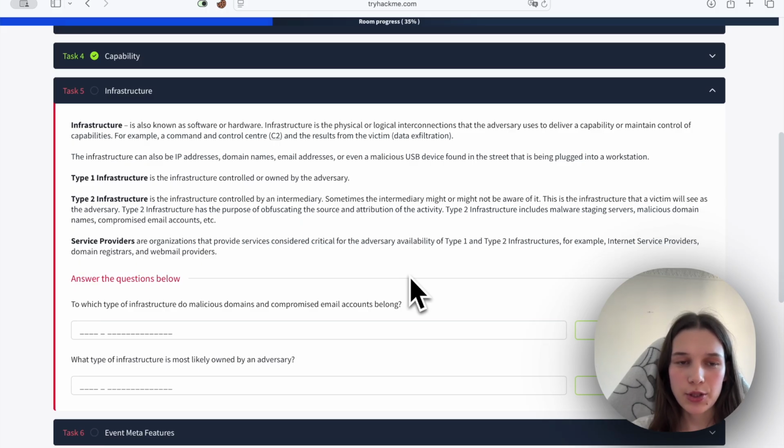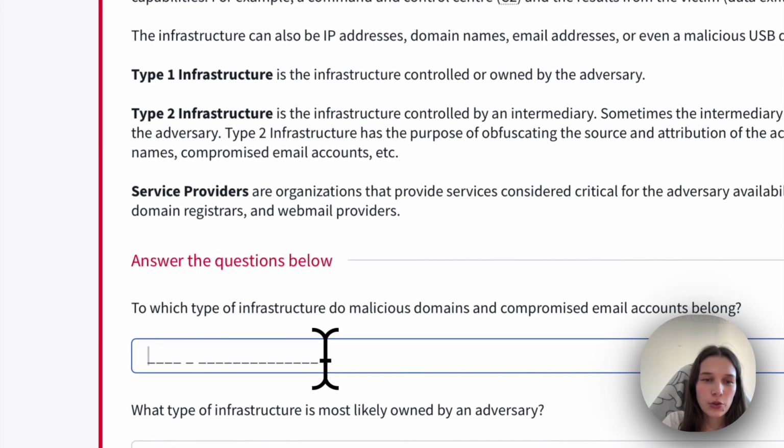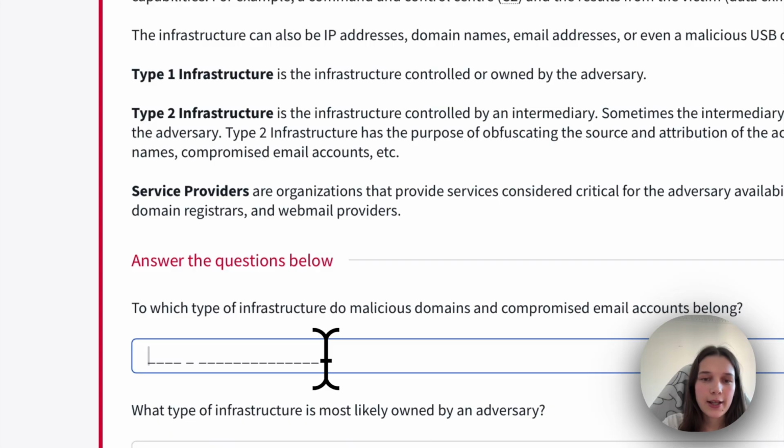And there is also, not mentioned, type 3 infrastructure, which means that the infrastructure with software or hardware was controlled by a victim, but now it's used against them. So it can be the same server or computer that all of a sudden started to attack other computers, and that's type 3 infrastructure because it's owned by the victim. Service providers are basically the main registrars, web and email providers, and internet providers.